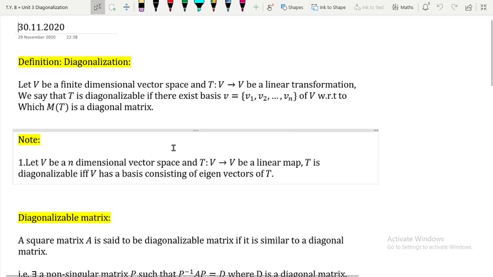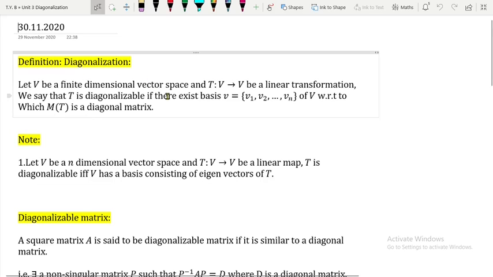Okay, so note, we should have a finite dimensional vector space, then a linear transformation from V to V. Note, domain and codomain are the same. A linear transformation T from V to V is said to be diagonalizable if there exists a basis of vector space V with respect to which the matrix representation of T is a diagonal matrix. The definition is very simple and straightforward.